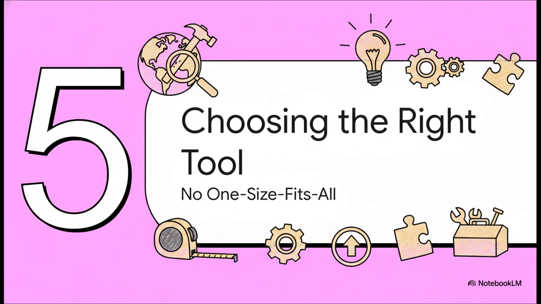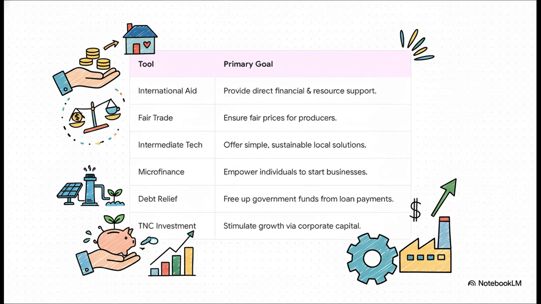So, after looking at all these different strategies, we come right back to where we started. There's no single, one-size-fits-all answer here. It's all about understanding a specific situation and then choosing the right tool, or more likely, the right combination of tools from the kit. And here's our whole toolkit, all in one place. You can see how they all fit together. You've got these top-down tools like aid and debt relief, bottom-up tools like microfinance that empower people directly, and then you've got market-based approaches like fair trade and TNC investment. Each one has a totally unique part to play.